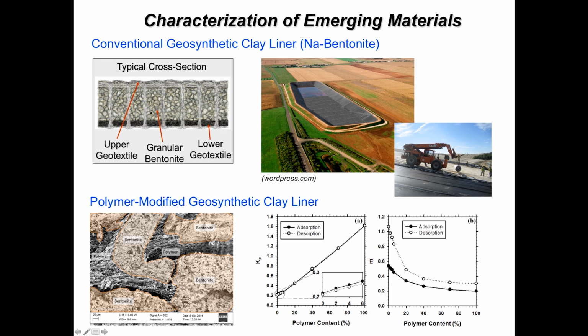So again, this is a very thin layer, maybe 7 to 10 millimeters thick, of what is essentially sodium smectite that is used to create a low hydraulic conductivity barrier to contain leachate within, let's say, a municipal solid waste landfill or a disposal site for coal combustion products, something like that.